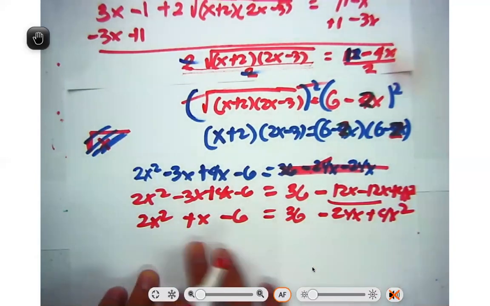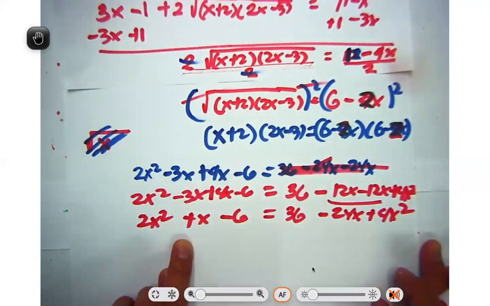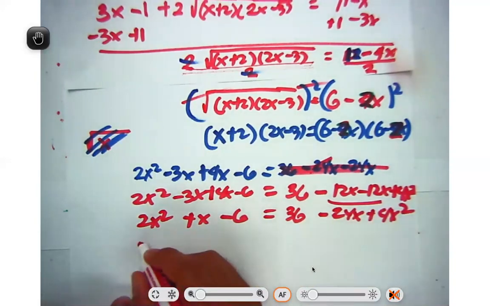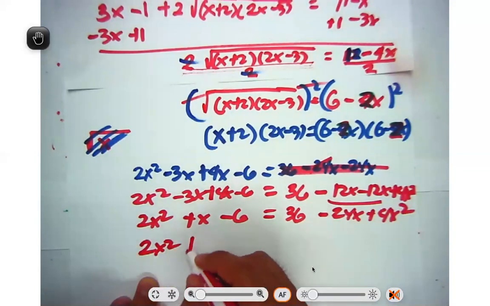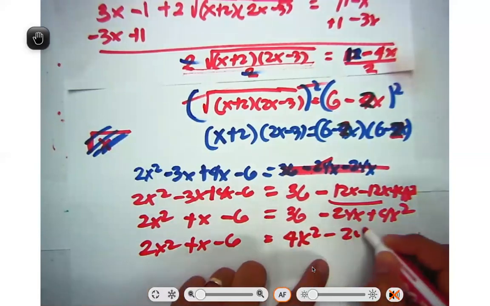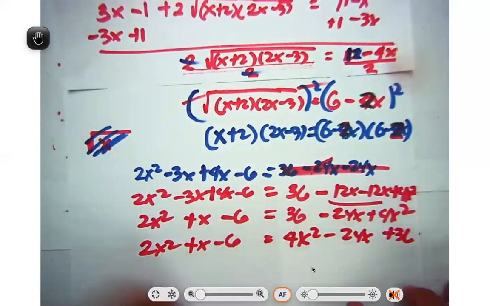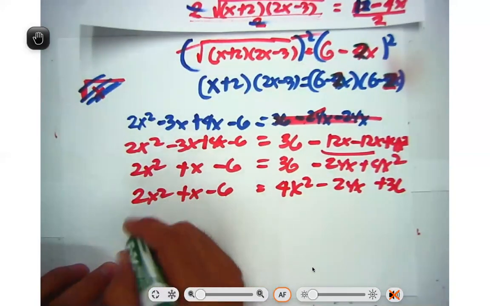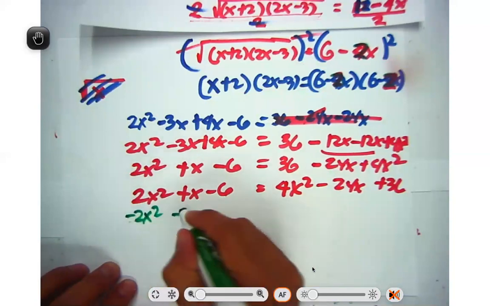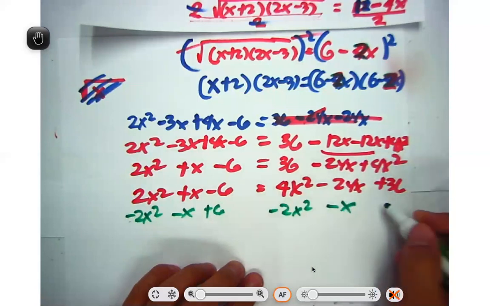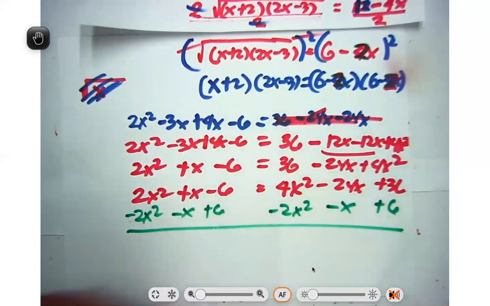Combining like terms, we now have, all right, we should have rearranged this. Okay, anyways, let's rearrange it. Plus 4x squared here minus 24x plus 36. Let's make this side 0. So this is minus 2x squared minus x plus 6. Same thing, minus 2x squared minus x plus 6. Hopefully this one is correct.